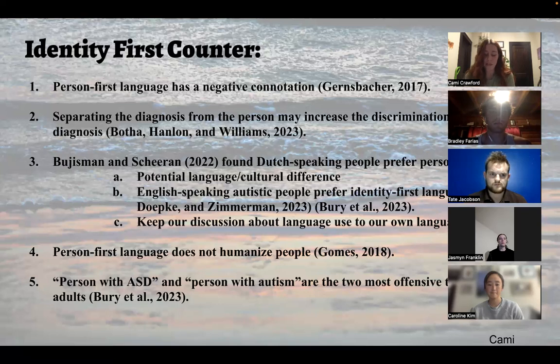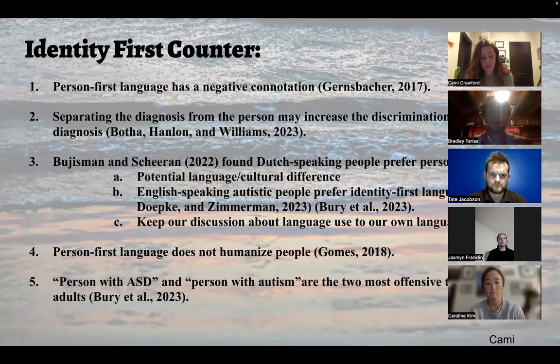Fourth, person-first language is supposed to put the person first and essentially humanize them, which is an admirable thought. But a study by Gomez in 2018 found that the use of person-first language was not effective at this and did not change how people actually viewed autistic people.